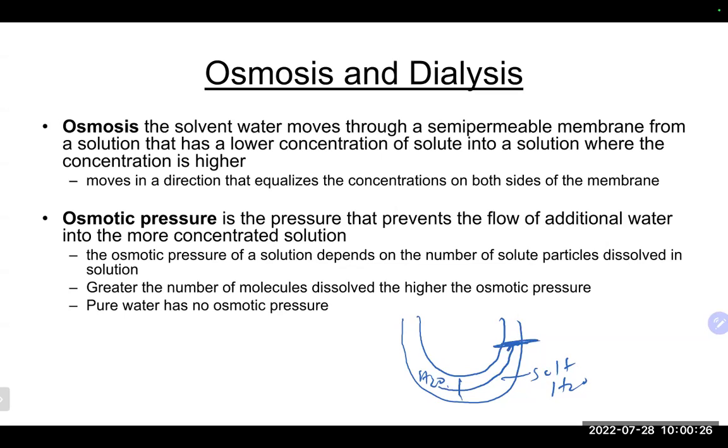We obviously saw that you could calculate the osmotic pressure earlier by using the ideal gas law, PV equals nRT, right? Or that the pressure is equal to MRT, which is basically the same thing. The osmotic pressure depends on the number of solute particles dissolved in the solution. The greater the number of molecules dissolved in it, the higher the osmotic pressure would be. Pure water, as I mentioned before, has no osmotic pressure. Sometimes this aspect is also calculated through what is referred to as osmolarity.